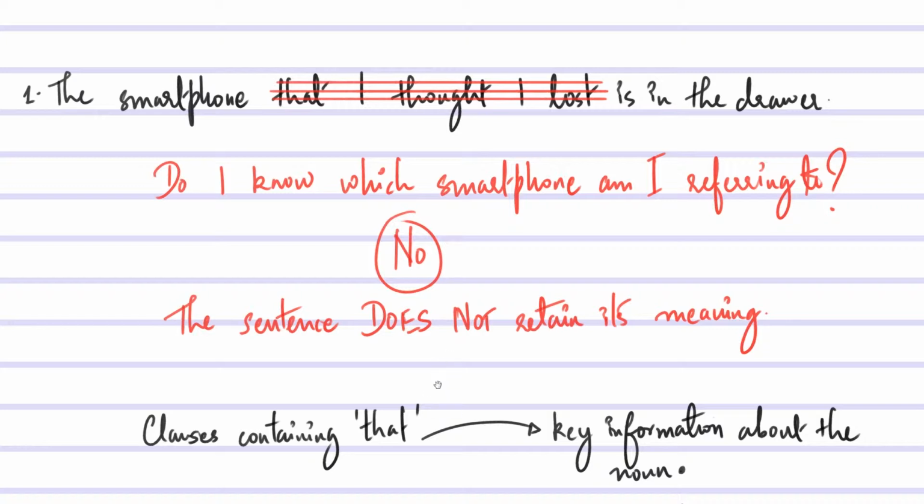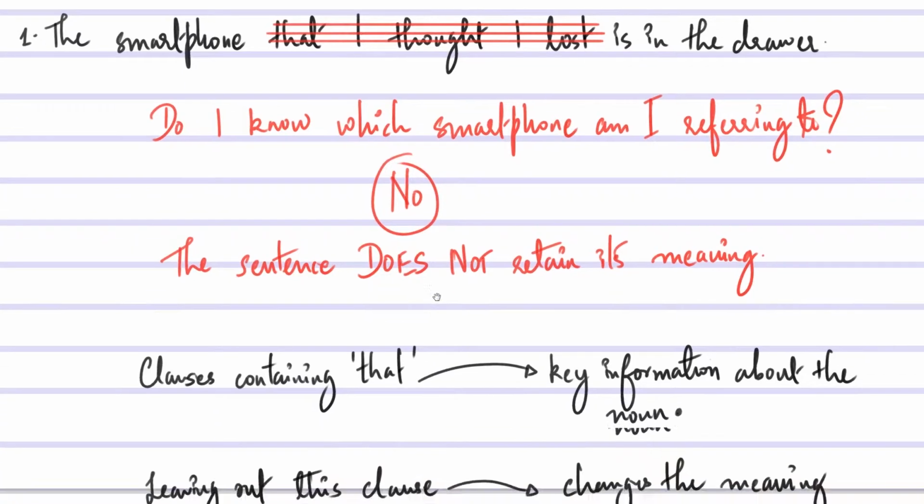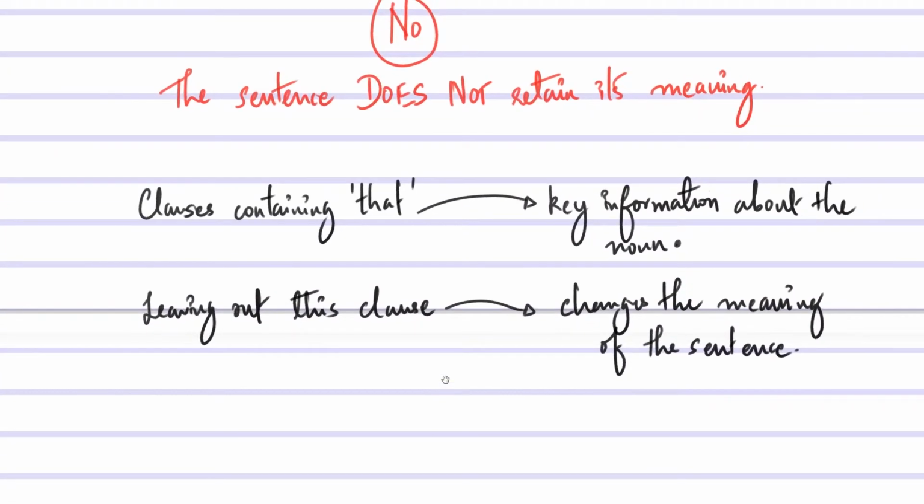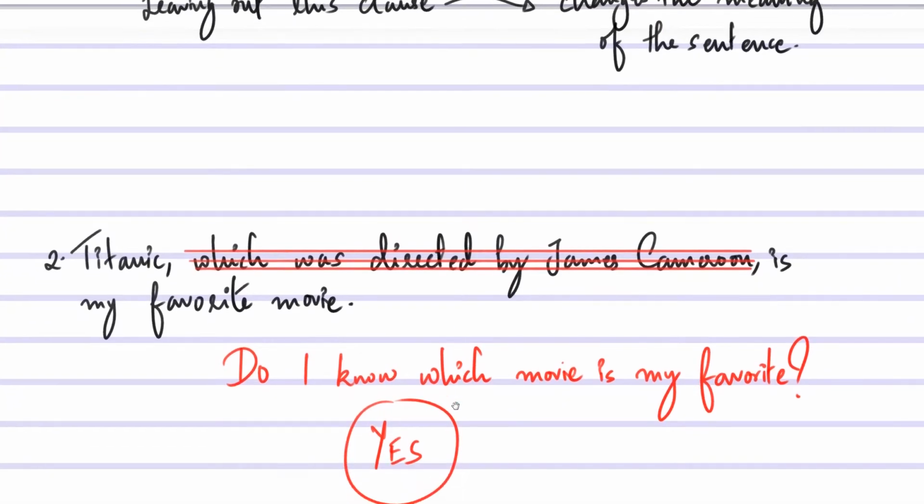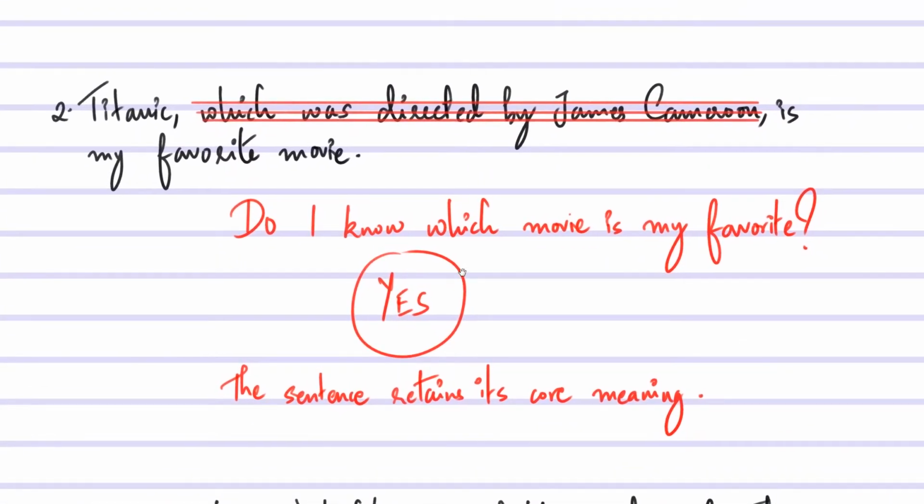What can we conclude about that? We always use clauses which contain that when we want to add key information about the noun or the subject of that sentence. If we leave out that clause, it means that the meaning may not be retained, it may change. In fact, it will change always. Let's do the same exercise with our second example. What if I cut out the relative clause out?